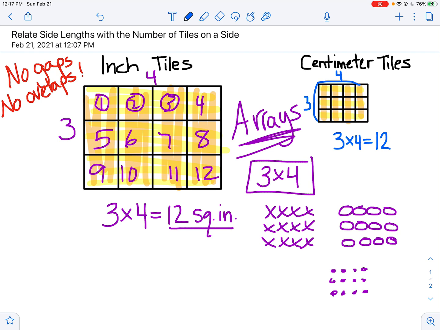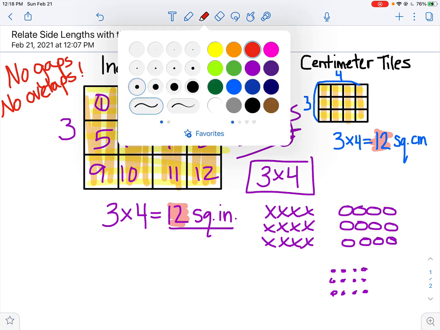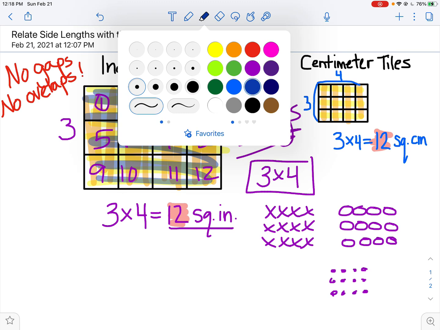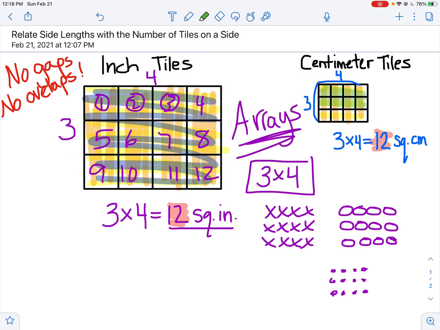In this case, it's not square inches though, because we're using a smaller unit. So we say that this is called square centimeters because we're using centimeter tiles. And notice something, even though they both have an area of 12, right? We came up with 12 as our answer. Do they fill the same amount of space? Look, if I color this whole thing blue versus coloring this whole thing green, do they fill the same space?